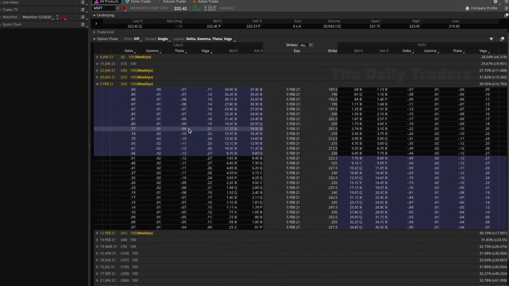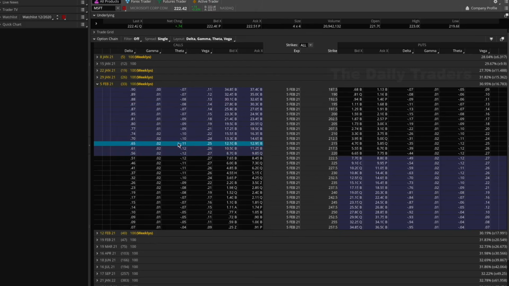And again, these are in the money calls, out of the money calls, in the money puts, and out of the money puts. All right, I'm going to use this contract for the example. We've got Delta, Gamma, Theta, and Vega. So Delta is 61 cents, so $61. So think about it like this. If Microsoft moves up $1, this $11.25 contract is going to go up by 61 cents.